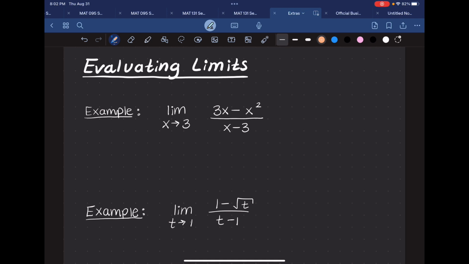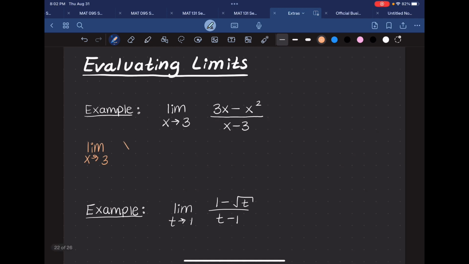And the initial problem is that we have a division by 0 in the denominator. So we want to try to get rid of that x minus 3 in the denominator. So we can go ahead and try factoring. So we've got limit x goes to 3. If I factor the numerator, I get x(3 minus x) over x minus 3.